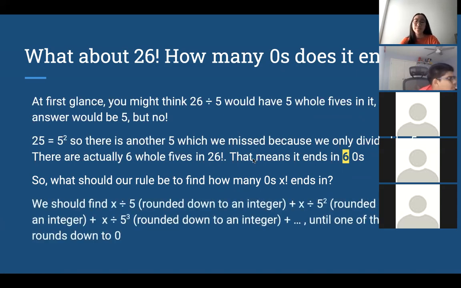To do that, we're finding how many zeros are in x factorial as a general rule. We first find x divided by 5, round that down to an integer, and add that to x divided by 5 squared, rounded down to an integer, add that to x divided by 5 cubed, rounded down to an integer, and so on until one of the integers rounds down to 1. So basically the power of 5 is bigger than x.